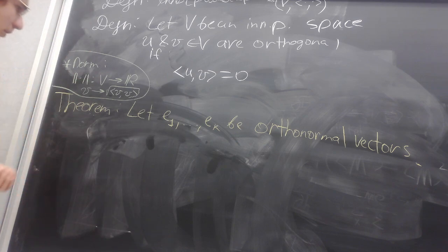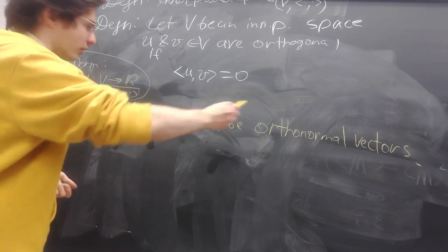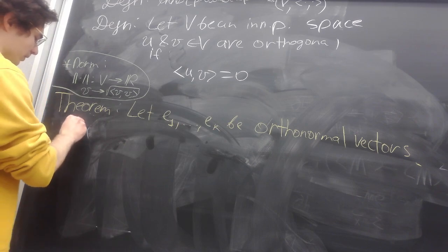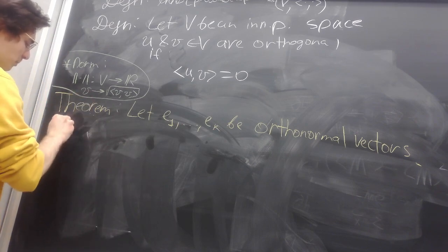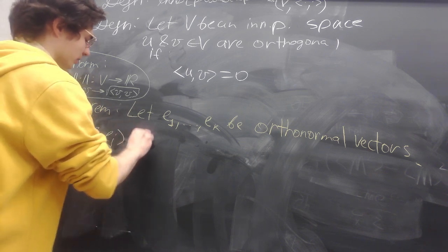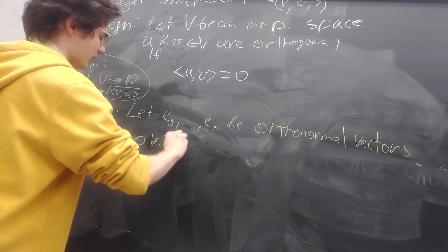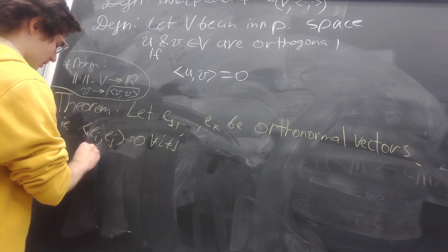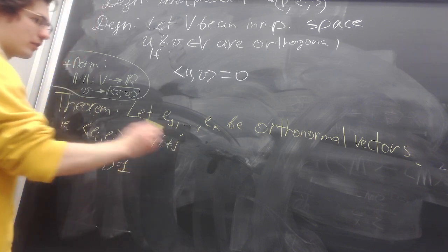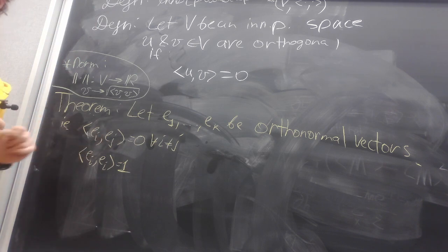Okay, good question. So, theorem. Let E1 to Ek be orthonormal vectors, meaning that the inner product of Ei and Ej is equal to 0 for all i not equal to j, and the inner product of Ei and Ei is equal to 1. So this is given. This is just what orthonormal means.